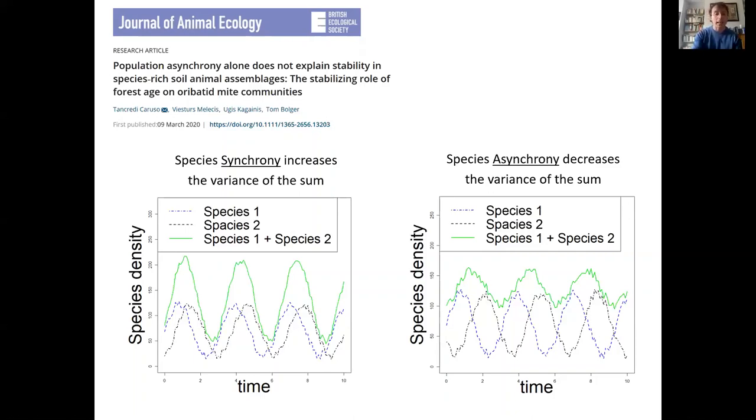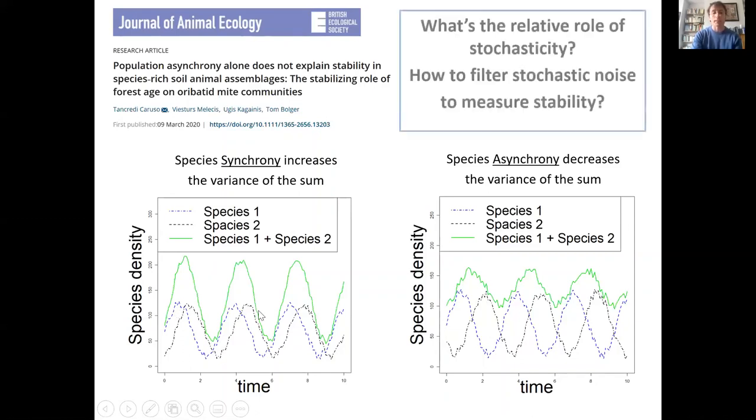And you can see here that you have species fluctuating over time. When the species tend to co-vary in a positive way over time, the sum of them is pretty variable. But when one goes up and then down, so they are anti-correlated, the variation of the sum of the species is less. So the system is more stable.